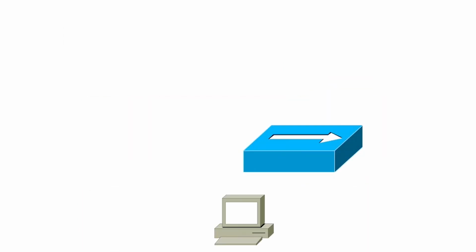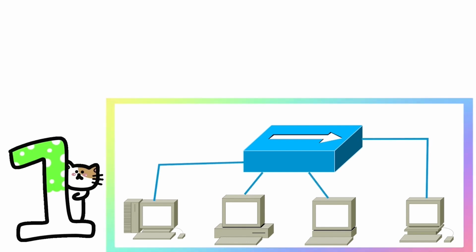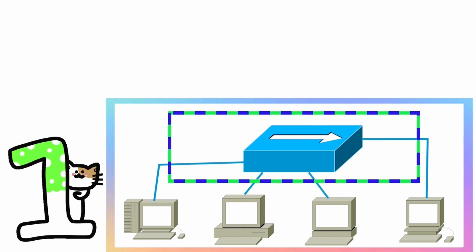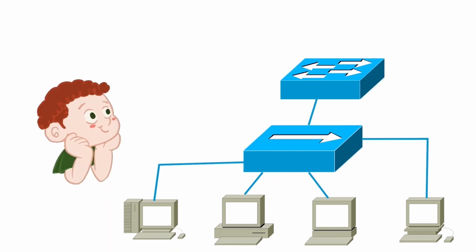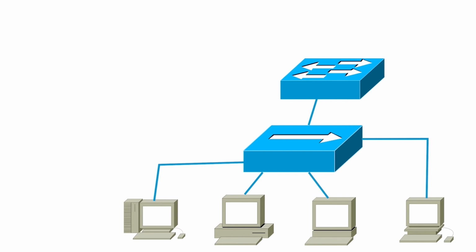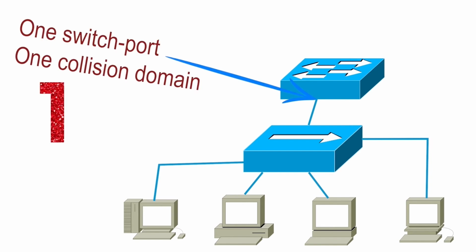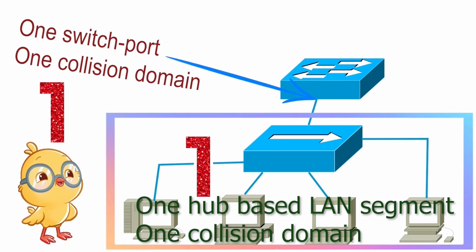Let's take a few examples. Here we have a hub connecting 4 PCs. A hub operates in half-duplex mode and creates a single collision domain on all of its ports. Now, let us add a switch to this network. Can you guess how many collision domains it has now? Right now, it is only 1 collision domain. We used 1 port of this switch. It creates 1 collision domain. We have a LAN segment running in a single collision domain.